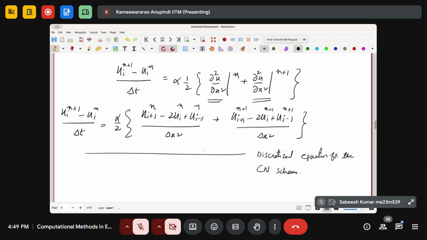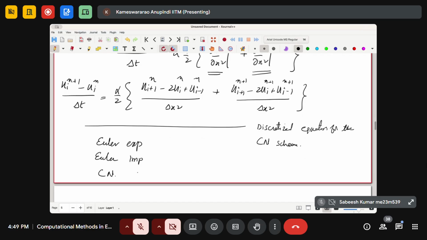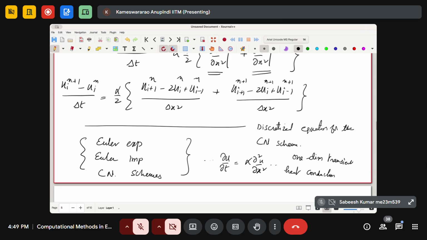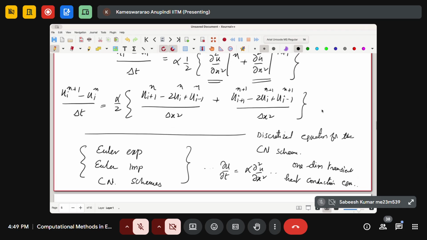So we have learned three methods: the Euler explicit, Euler implicit, and the Crank-Nicolson schemes. All these we have learned with application to the one-dimensional transient heat conduction equation, that is dou u by dou t equals alpha dou square u by dou x square. Okay, so that's what we have learned today.